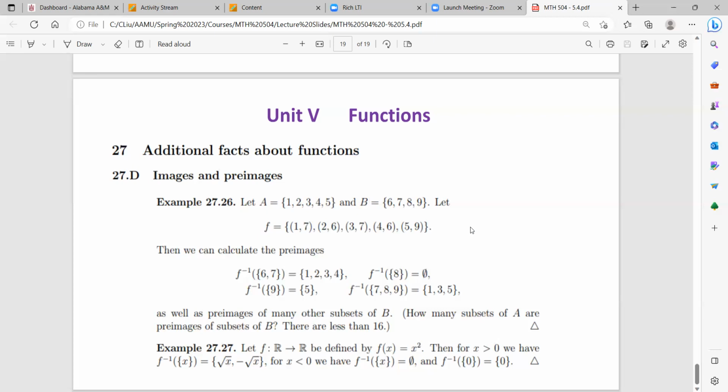And each of those subsets will result in a different pre-image in A. So in total, actually, there are 8 subsets of A that are pre-images of subsets of B, and you can actually list those subsets of A pretty easily.